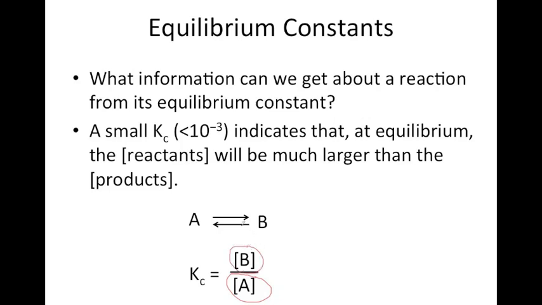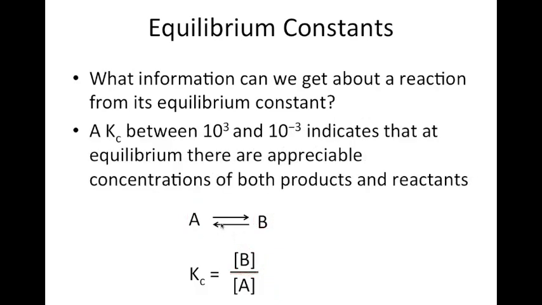So if this reaction were to reach equilibrium and you had a very small Kc value, that would mean that the reaction did not proceed very much, so you still have a lot of A relative to the equilibrium concentration of B, giving you a relatively small Kc value. So the smaller the Kc value, the less the reaction proceeds from left to right.